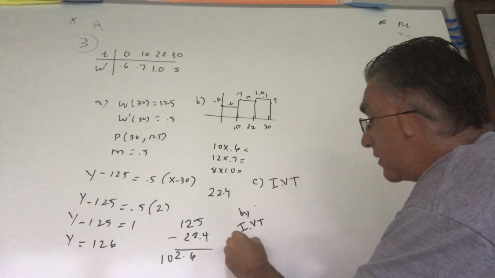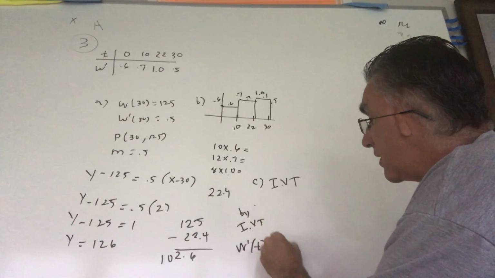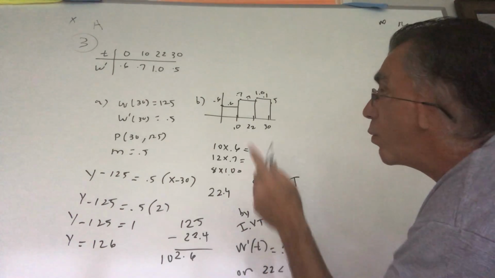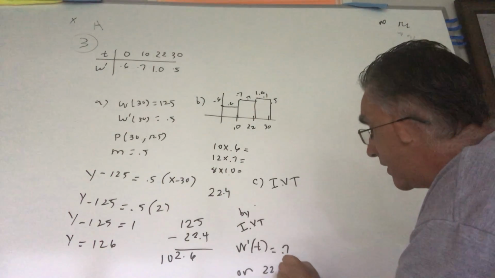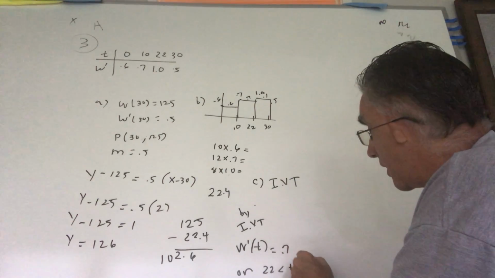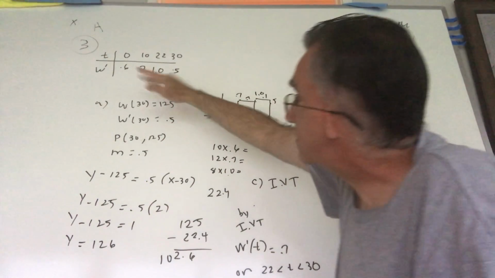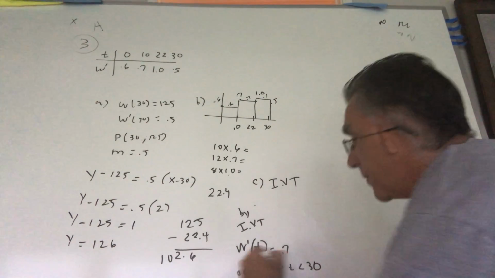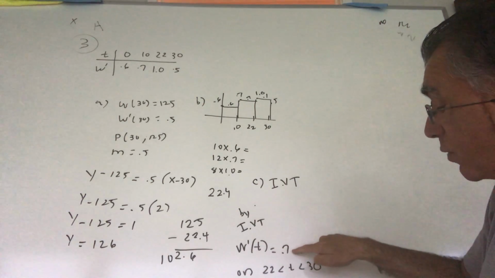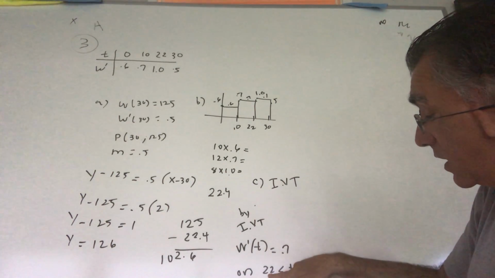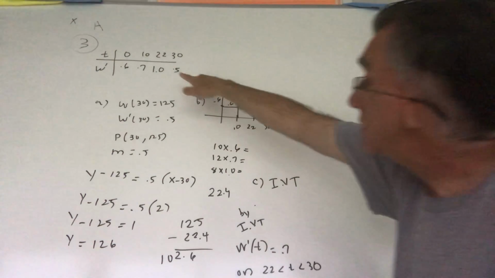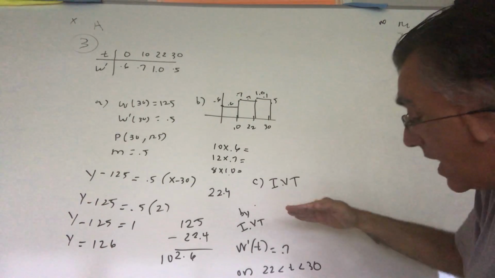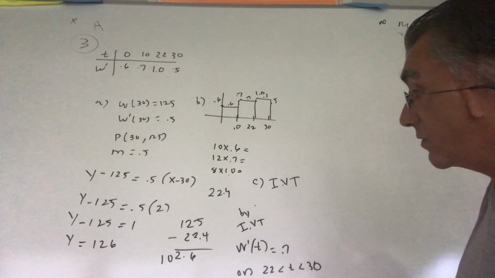the derivative would have to equal 0.7 on the interval 22 to 30. Don't write 1 to 0.5, that's the y values, or the W prime values, but that's not on the interval. So by the intermediate value theorem, we know it's got to equal 0.7 somewhere between 22 and 30, because this is more than 0.7 and that's less than 0.7, and I can't go from 1 to a half without passing through 0.7 somewhere on that interval.